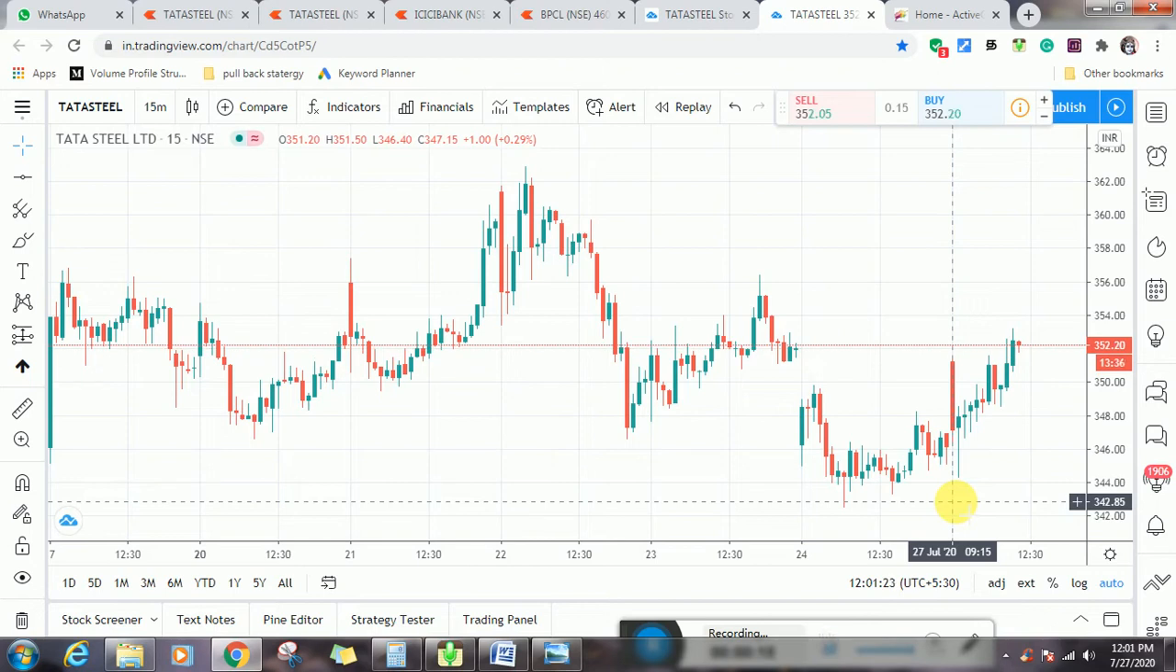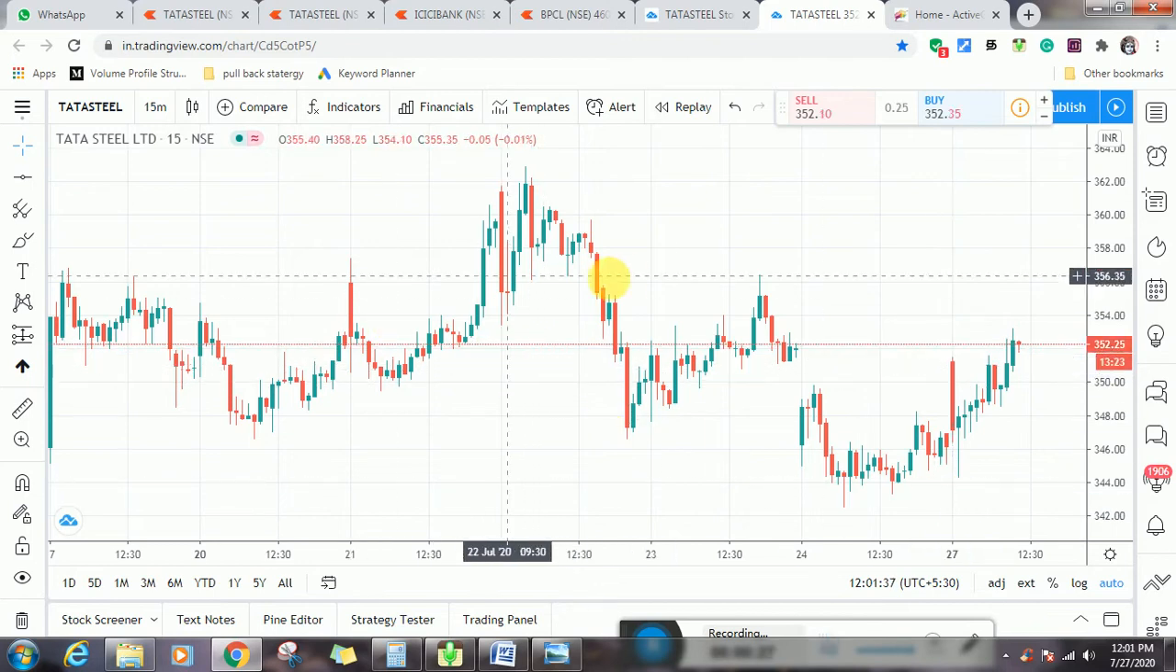Today I am going to show you a powerful price action trading technique. This technique involves trend analysis and technical analysis. Okay, I am going directly to showing my strategies.